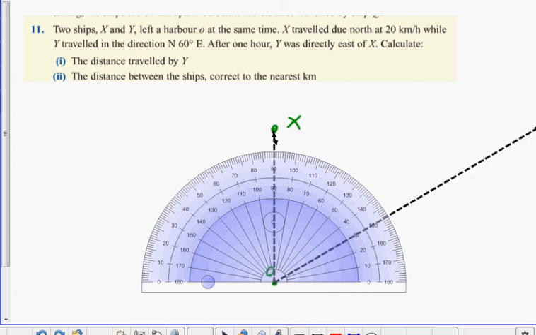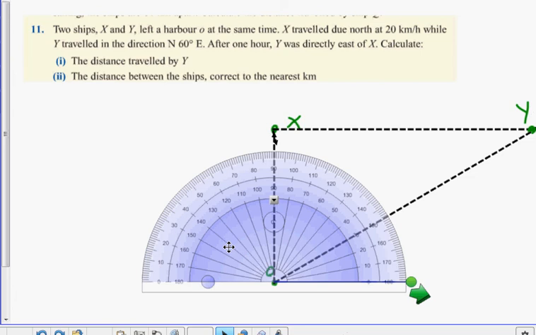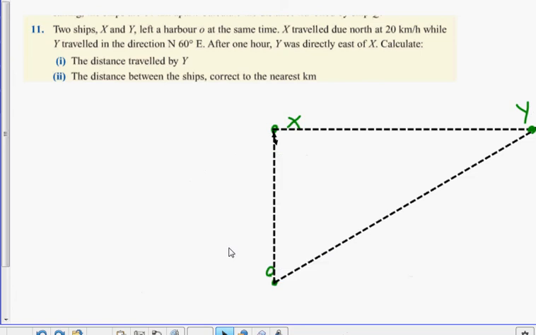Okay? Now, it says that one of them is directly east of the other one. Correct? So then I draw a line going directly east. And that's Y over there. Barely fitted the diagram in. Now that I've done that, directly north followed by directly east, what type of triangle does that have to be? Right angle triangle.